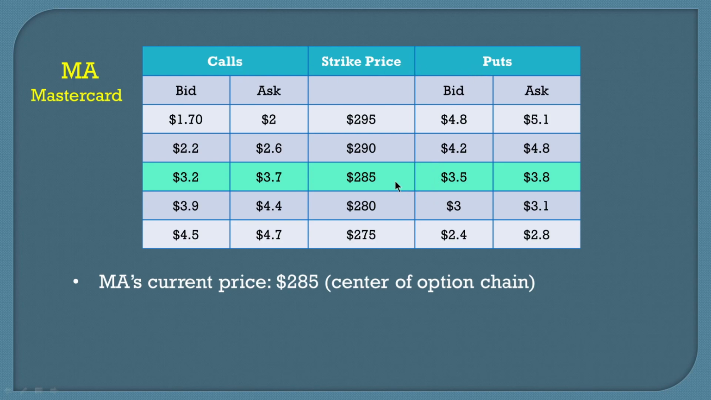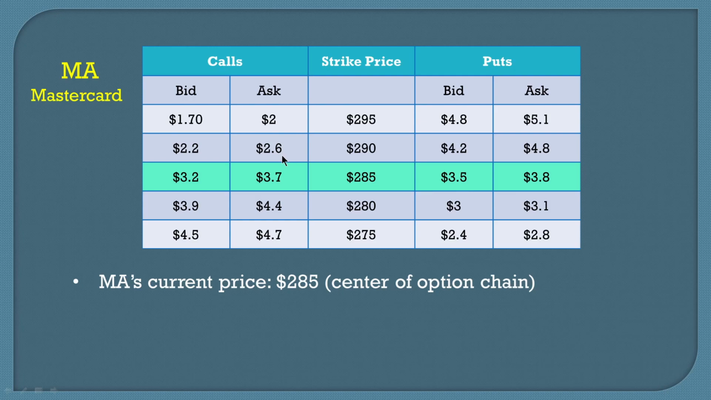So how do you interpret this? If you look to the left, this is the bid and ask for the 295 call. And if you look on the right, this is the bid and ask for the 295 put. For the 290 call, buyers are currently willing to pay $2.20 for it, and sellers are willing to sell it for $2.60. In a real option chain, you will notice that bid and ask prices keep changing as there are always new orders being placed, so the bid and ask numbers will constantly be updated.